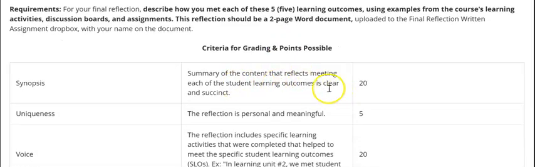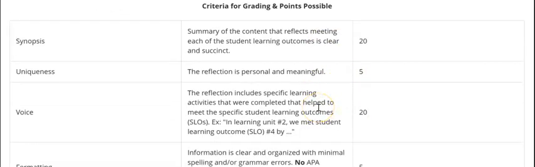So here's your grading rubric. There are 2 sections that are 20 points. They're both very similar, but the summary of your written content reflects how you met each of the student learning outcomes. It's clear, it's succinct. Remember, this is a 2-page document. And then for 5 points, make sure this reflection is personal and meaningful. It doesn't have to be a scholarly written paper. You're reflecting and sharing how you met these outcomes. Make it personal and meaningful.